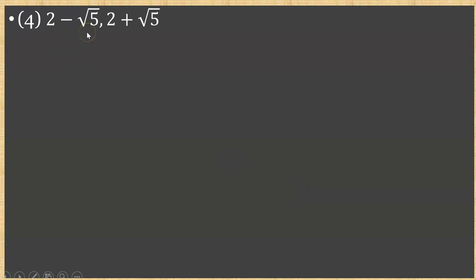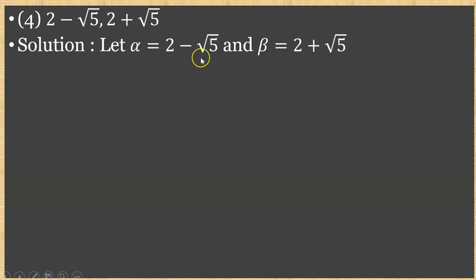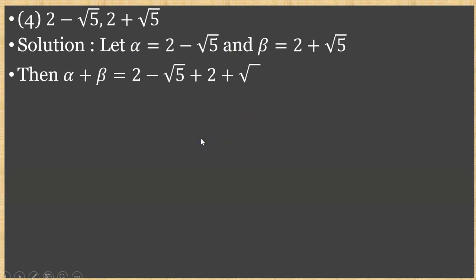2 minus root 5 and 2 plus root 5. Alpha is 2 minus root 5, beta is 2 plus root 5. Alpha plus beta is 2 minus root 5 plus 2 plus root 5. Minus and plus root 5 will get cancelled. 2 plus 2, 4. Alpha plus beta is 4.